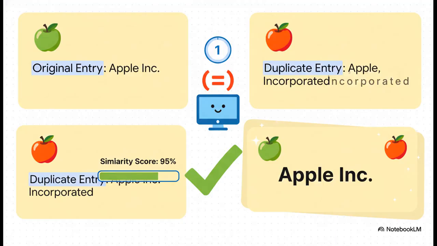This right here is a perfect example. We know that Apple Inc. and Apple Incorporated are the same entity, but a computer sees them as totally different strings. So how does the script find them? It uses clever string matching algorithms. A popular one is called the Levenshtein distance. It basically calculates the minimum number of edits, insertions, deletions, or substitutions required to change one string into the other. If the distance is really small, say 1 or 2 edits, the script flags it as a likely duplicate. It's like a super-powered spell checker for your data, helping you merge these records and clean up your database.